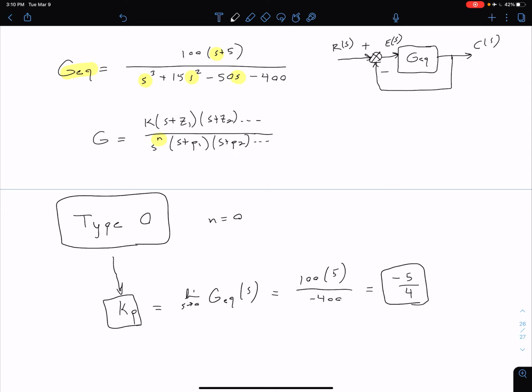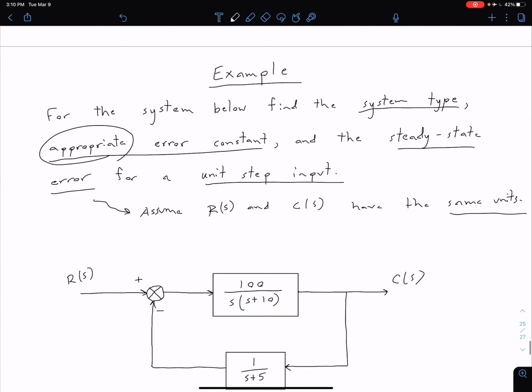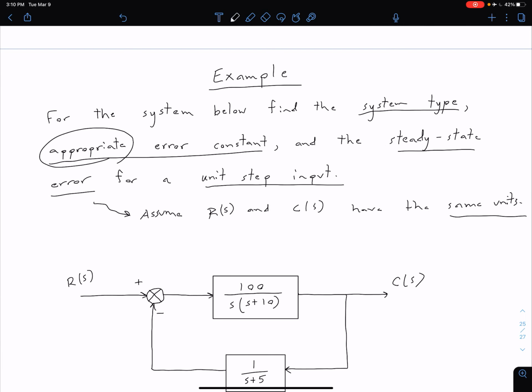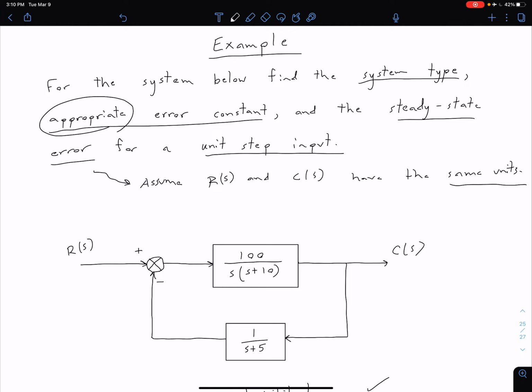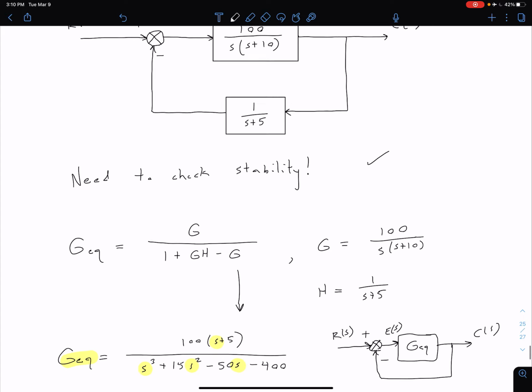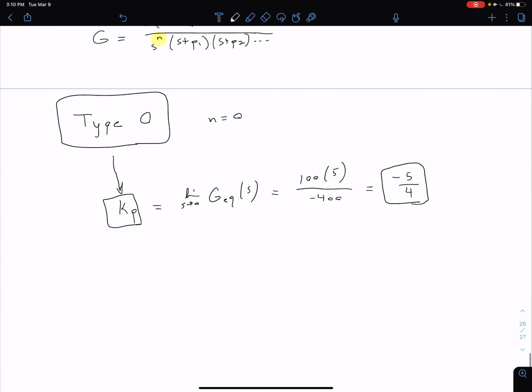Now our last thing is we want to know our steady state error, and all of this again is for a unit step input. That makes sense because our Kp for type 0 corresponds to a unit step input. If we want the steady state error, it's really simple. Once we already have that static error constant, our steady state error is just 1 over 1 plus Kp. Plugging in that value, we get negative 4.